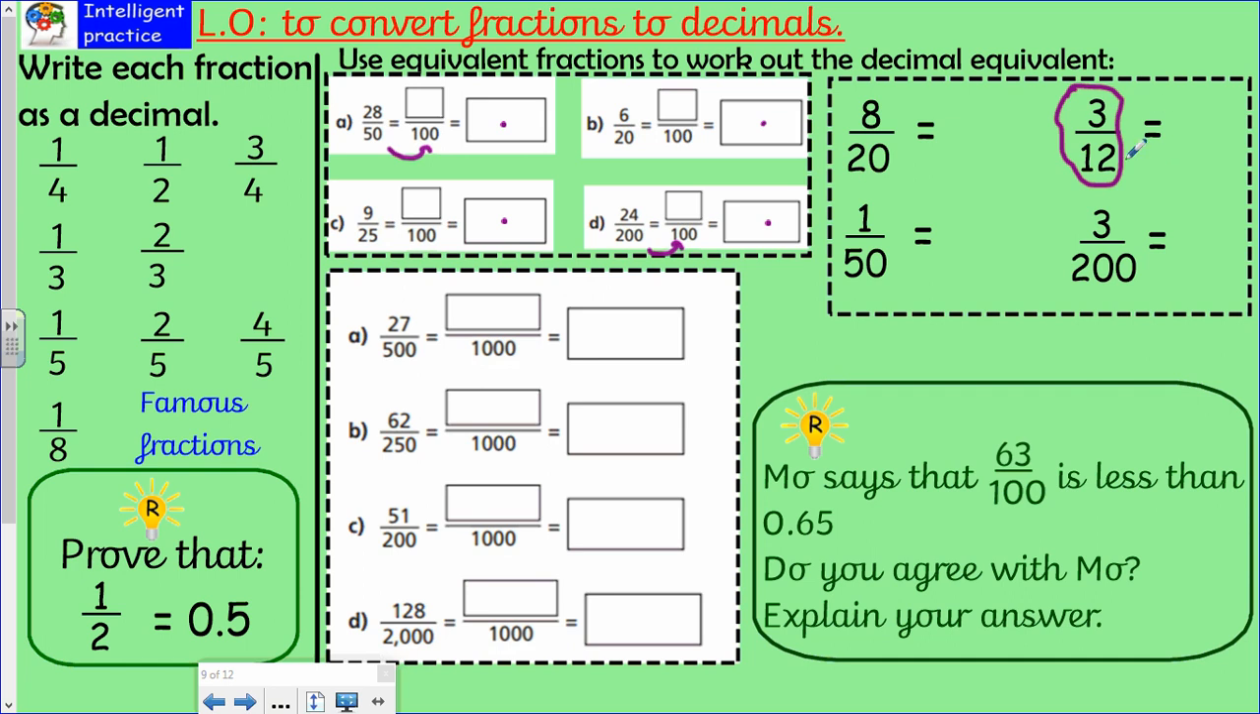Simplify it. So divide the numerator and the denominator by the same number, and you should find a famous fraction waiting for you there. So the decimal equivalent will be the same as whatever it is for the famous fraction. And then you've got a reasoning problem. Mo says that 63 hundredths is less than 0.65. Do you agree with Mo? And can you explain your answer, please?